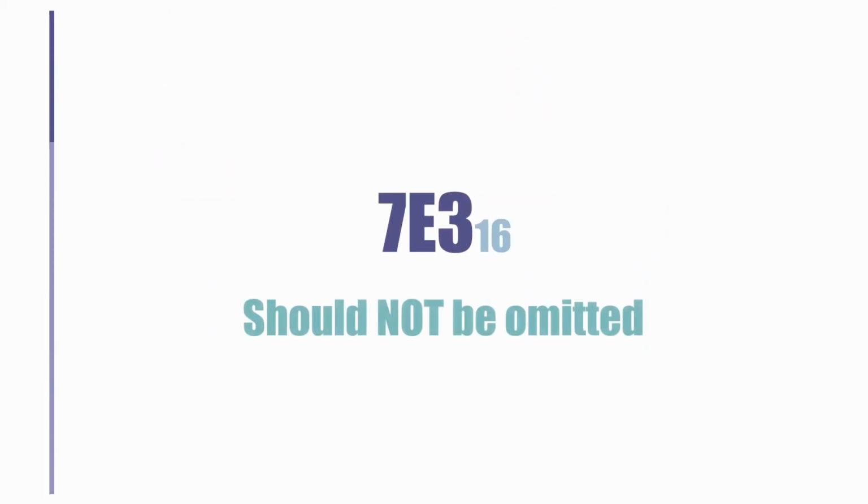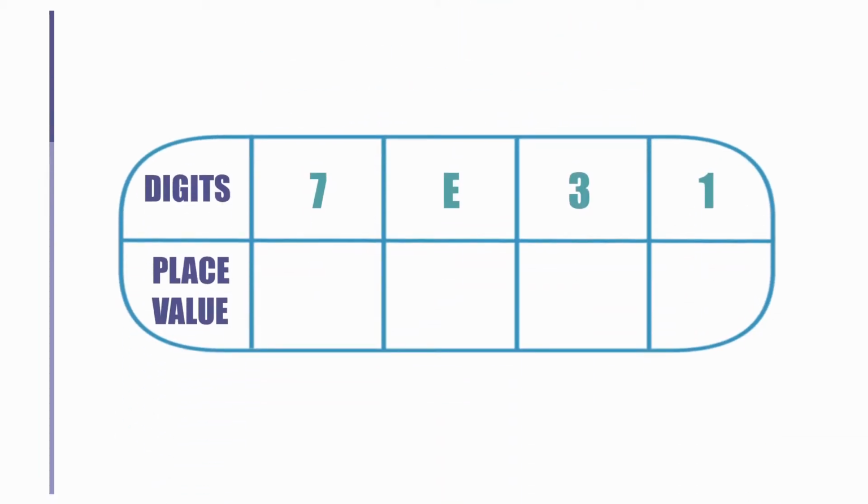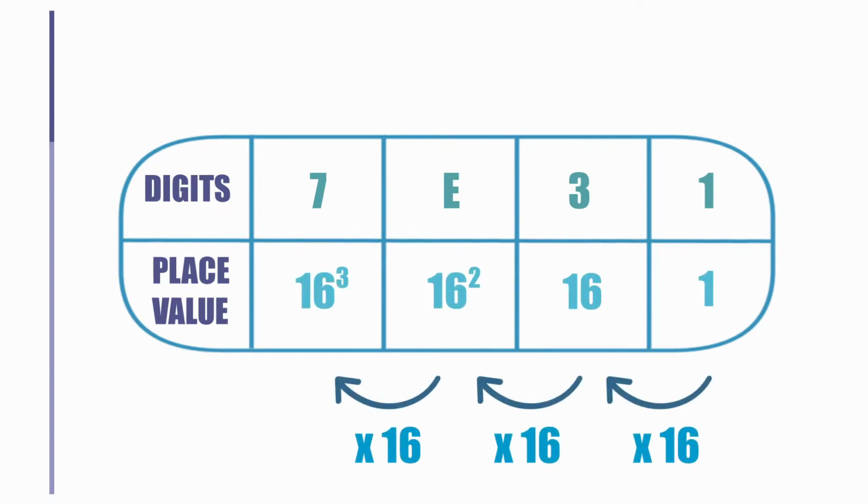The number 16 at the bottom right should not be omitted, for the same reason as binary numbers. In a hexadecimal number, the place value of each digit is 16 times that of the next digit to its right.